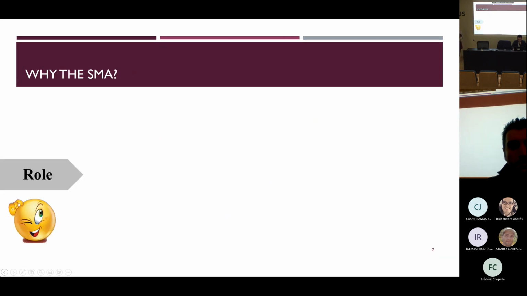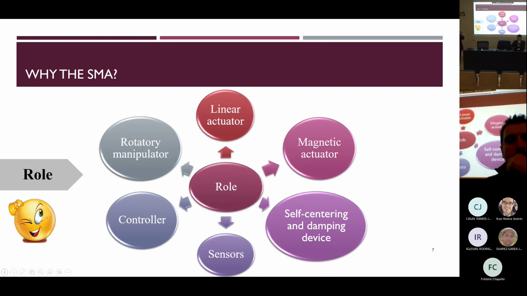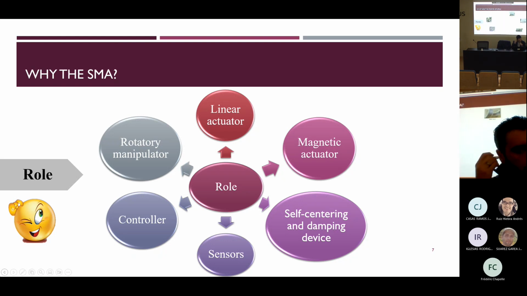Okay? So we are talking about shape memory alloy, its characteristics, superelasticity and shape memory effect. But why do we choose shape memory alloy? Since shape memory alloy has several roles: sensors, linear actuator, rotatory manipulator, controller, self-centering, damping devices, etc. All these roles give shape memory alloy the power to be used.